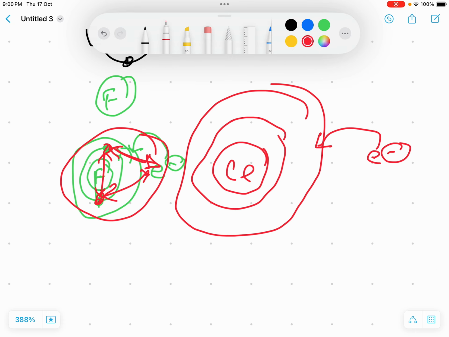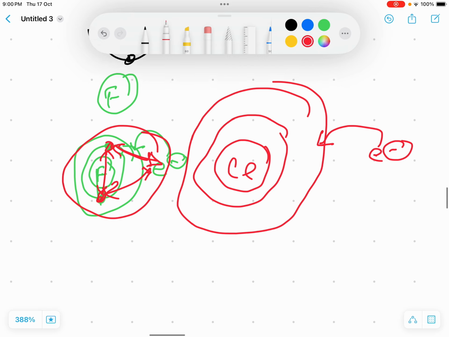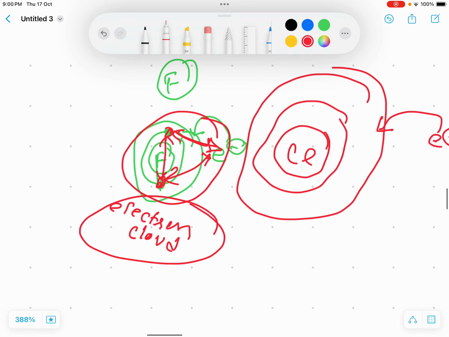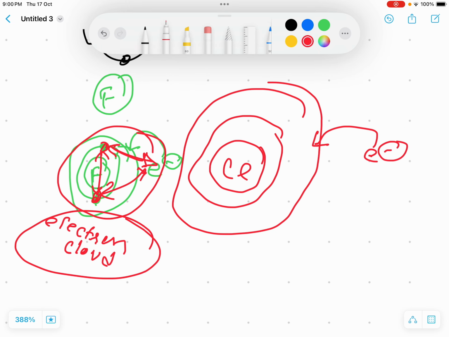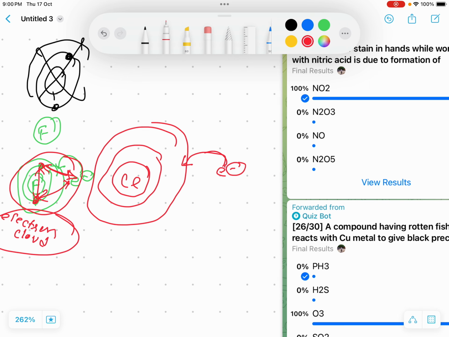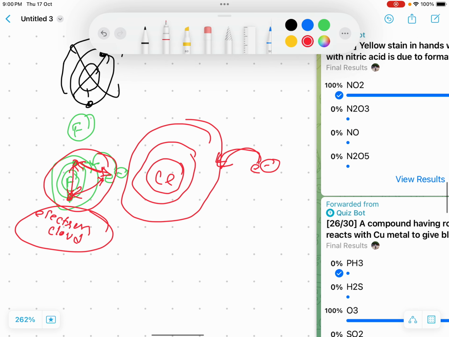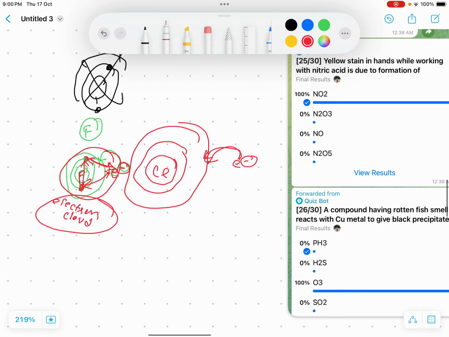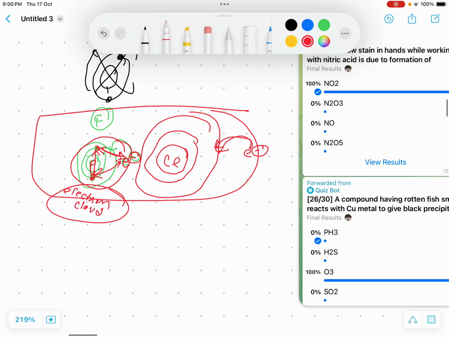It can't attract easily. Why? Because there is repulsion between electrons in the fluorine atom's electron cloud. You know what an electron cloud is? In the electron cloud of fluorine there is a repulsion between electrons, whereas there is no such repulsion in chlorine. That's why chlorine can easily take electrons, but in case of fluorine, it repels electrons. It doesn't mean that fluorine always repels electrons. It's just a comparison between fluorine and chlorine.